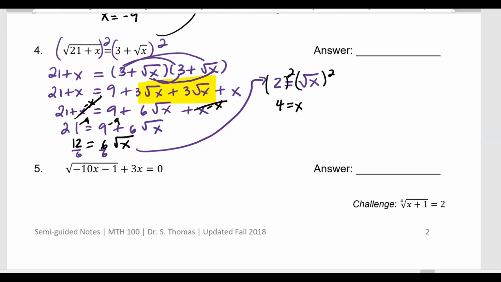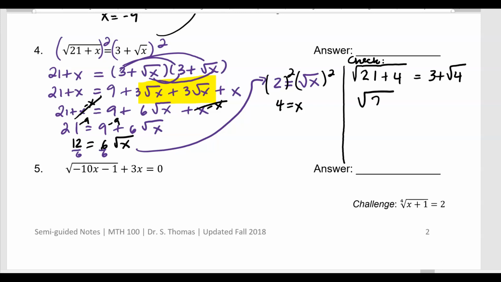Is that the solution? Well, we can determine that by plugging in 4. So radical 21 plus 4, does that equal 3 plus the square root of 4? So what we're doing now is checking by plugging in the solution into our original problem.